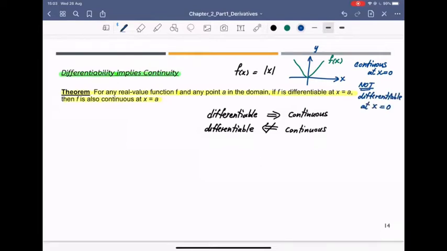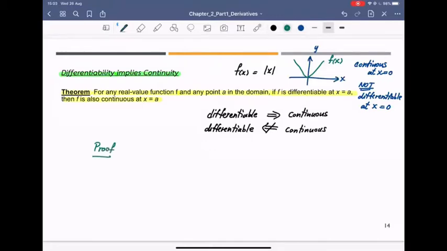You can try to compute the left-hand derivative and the right-hand derivative of the function f(x) equal to absolute x, and you will see that the left-hand limit and the right-hand limit are not equal to each other. That means the function is not differentiable. The proof of this theorem is easy, so I am going to sketch it for you.